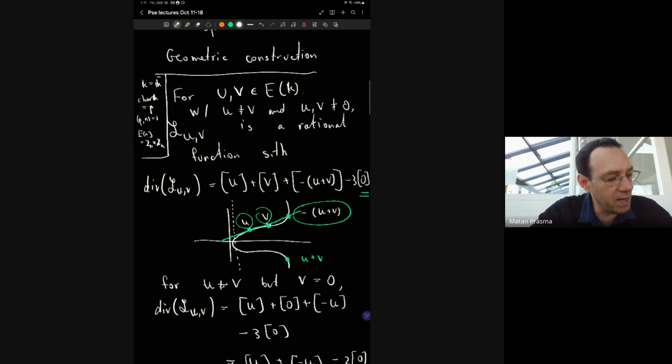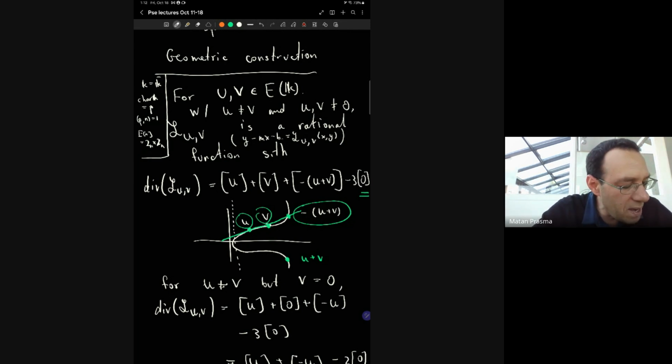So I'm defining the line between U and V for any 2 points U and V that are distinct, so U is not equal to V, and also non-zero points. I look at the line between U and V. Basically, we went through this in equations. An equation of a non-vertical line is always y minus mx minus b equals zero, right? Or if you want, the line itself is just a polynomial in two variables, where m and b are determined by the coordinates of U and V.